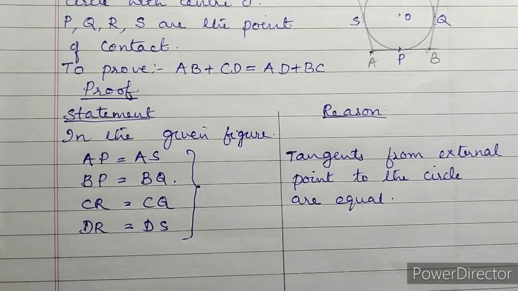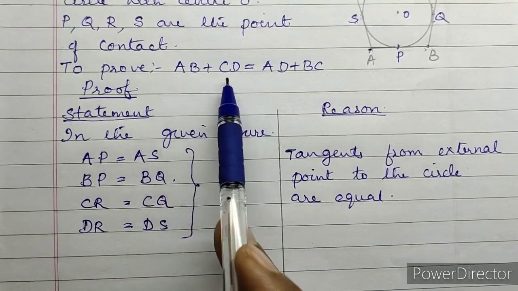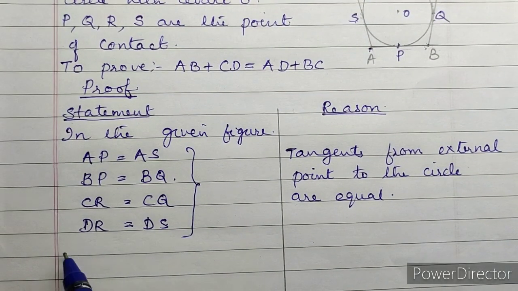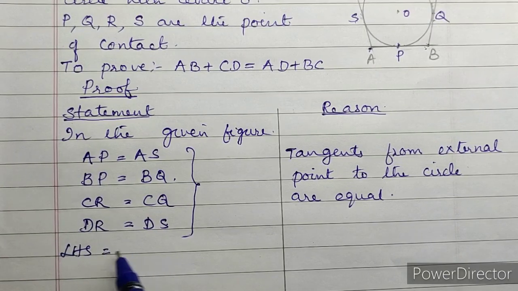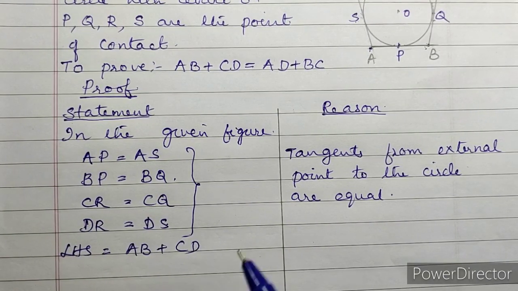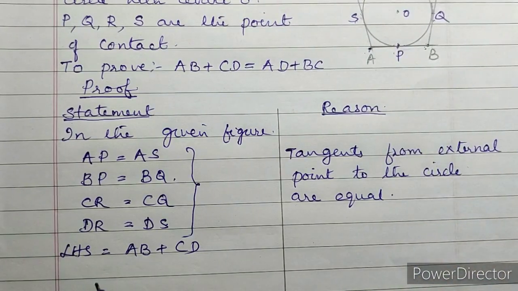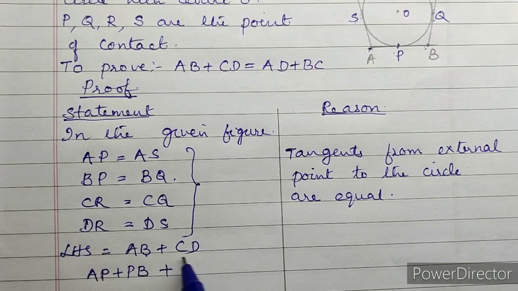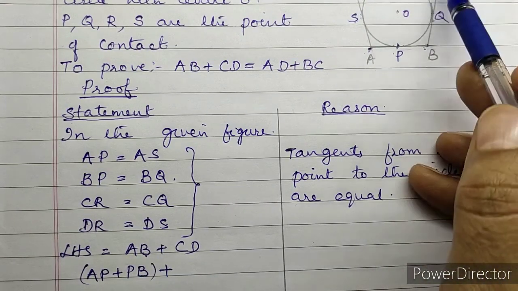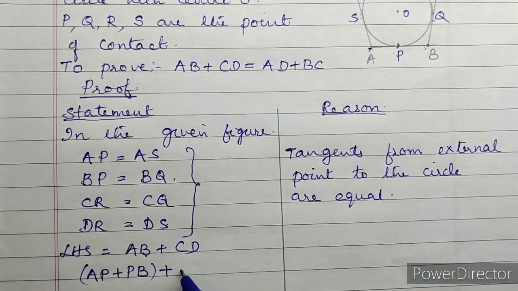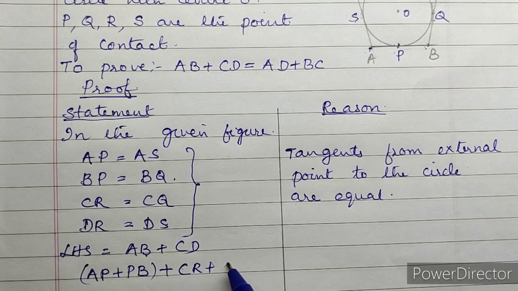Now the next one, you have to start from the LHS. You have to prove that AB plus CD is equal to AD plus BC. You take the LHS. LHS equals AB plus CD. Now from the diagram, AB you can split and write as AP plus PB. So AB is AP plus PB. CD means CR plus DR. So this is AB split as AP plus PB and CD split as CR plus DR.